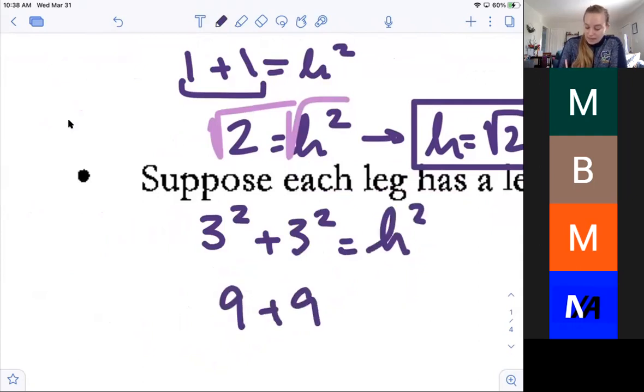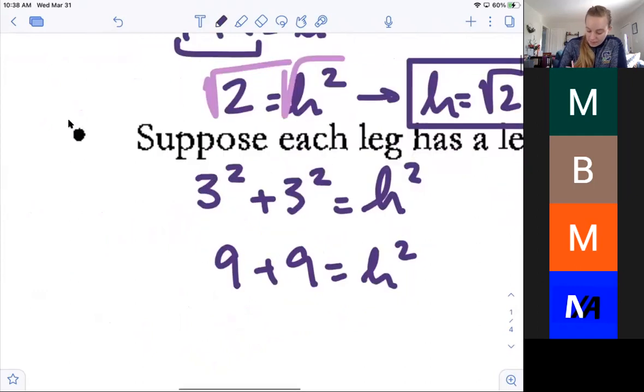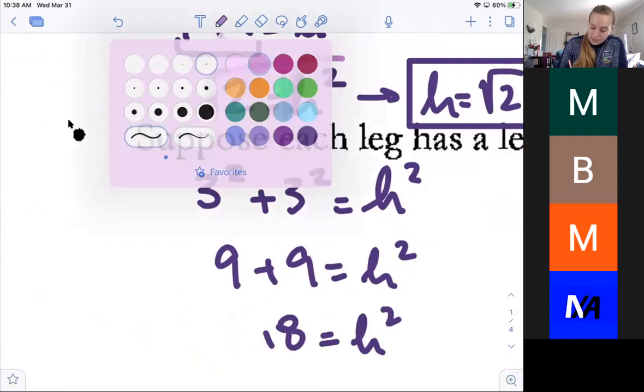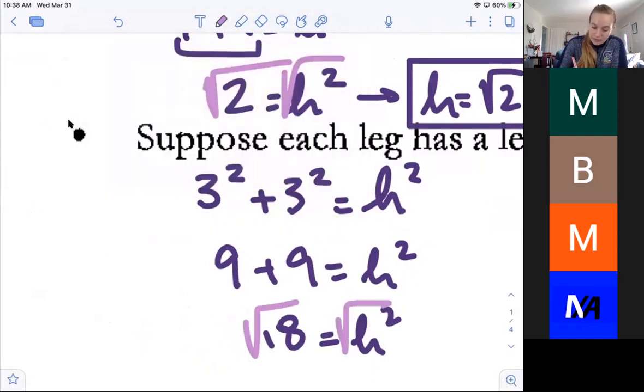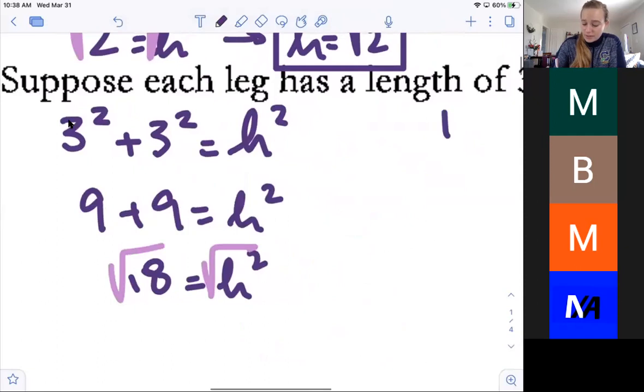3 squared is 9. 9 plus 9 is 18. And then square root both sides. Ooh, 18 is not a perfect square, and there's some factors, so I don't think the answer is just root 18. So let's actually do a factor tree off to the side.